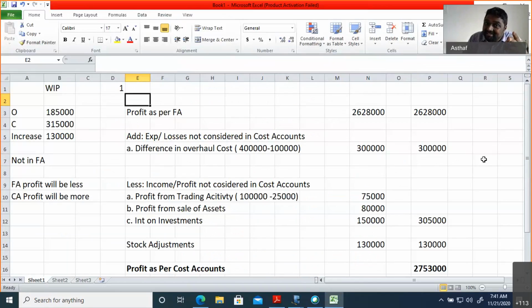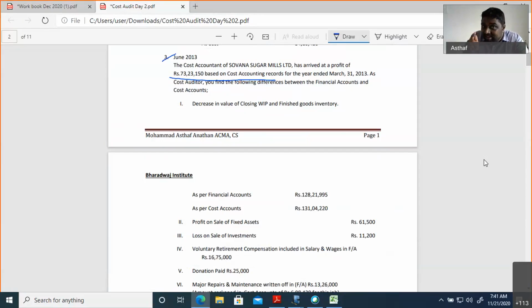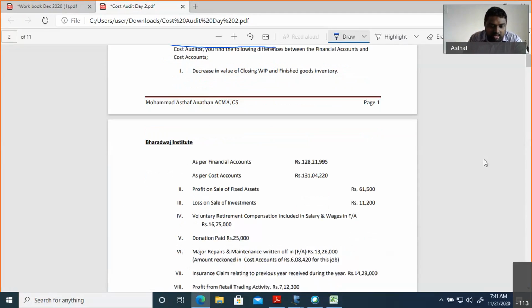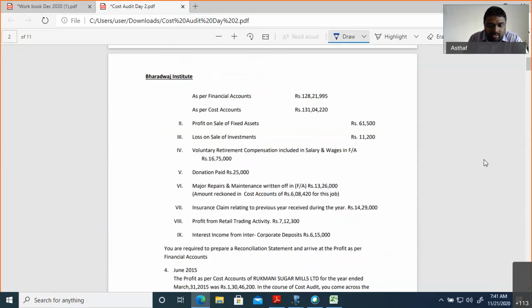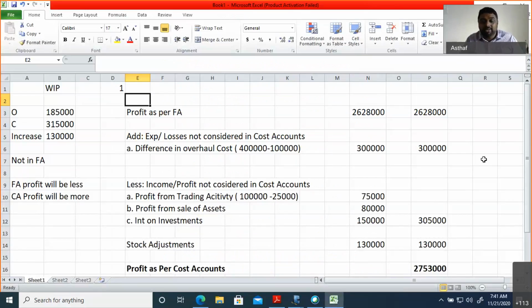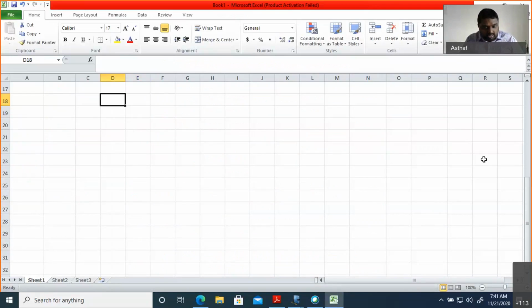Now we are starting with cost profit. That was what I was telling you, it can come either way. You should be very clear on that. So decrease in profit or loss or sale, voluntary retirement. So all the items are there. See, the question is asking, what is the profit as per financial accounts? So it will be just the opposite.